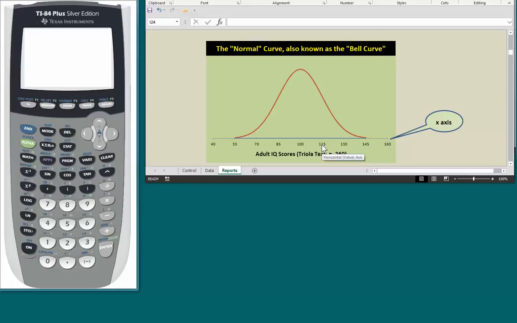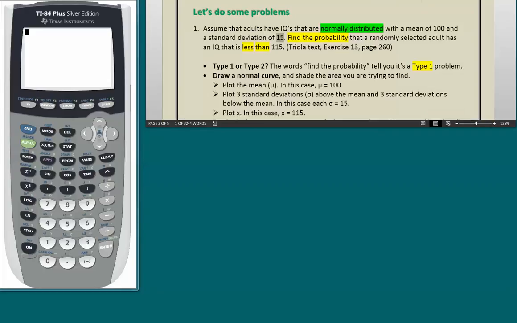That's 1 standard deviation. You add 15 again, you get 130. That's 2 standard deviations. You add 15 again, you get 145. That's 3 standard deviations. Over on the left side of the mean, we're subtracting standard deviations. 100 minus 15 is 85. 85 minus another 15 is 70. 70 minus another 15 is 55.